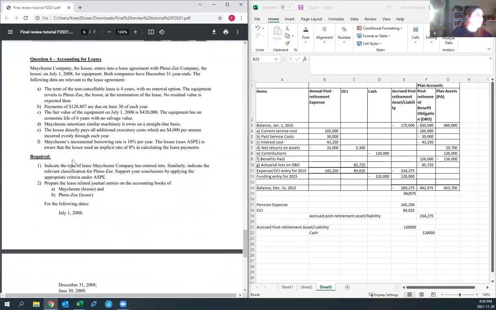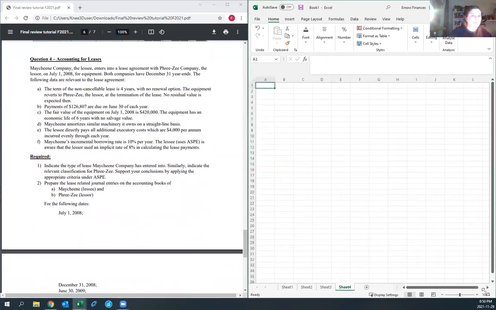And finally, last question for the lease. A little bit of theory for this one. We saw it last week, but just to bring us back in the mood. We're going to see executory costs in this question. It's not included in your PV calculations, your expense. And for this question, since both company, spoiler, are using ASPE, I'm going to just show you the IFRS criteria first, and we're going to see the ASPE criteria while we do the problem.